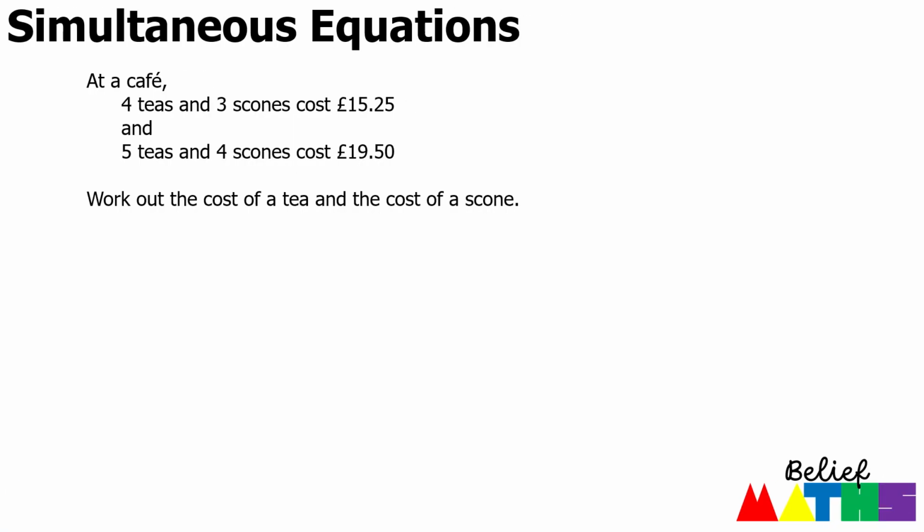The next topic is simultaneous equations, and this gives us a word problem that we can convert into simultaneous equations to then solve. Now I like to convert my values into x and y. You can use t and s, you can use any letters you want, but I just like to always use x and y. And I put them above here just to remind me which one each one is. So my first equation is 4x plus 3y is equal to, and I like to convert this into pence, so 1525. And then the second one, 5x plus 4y is equal to 1950.